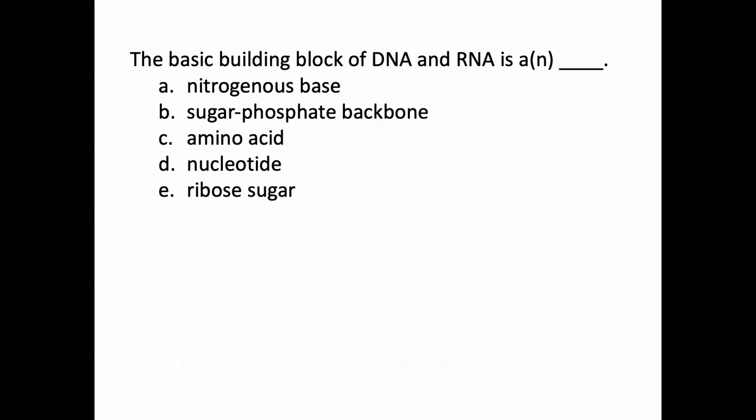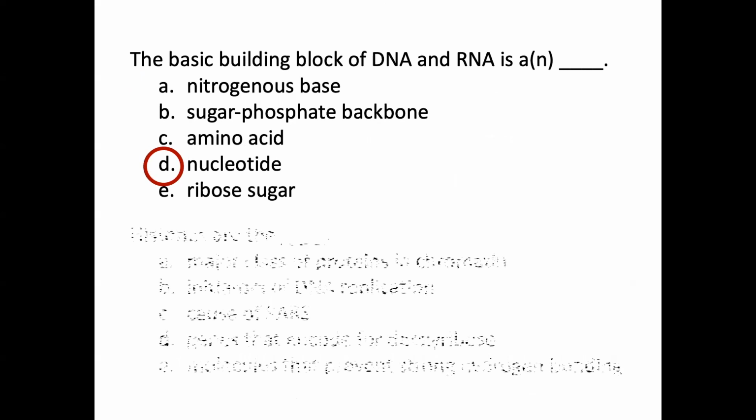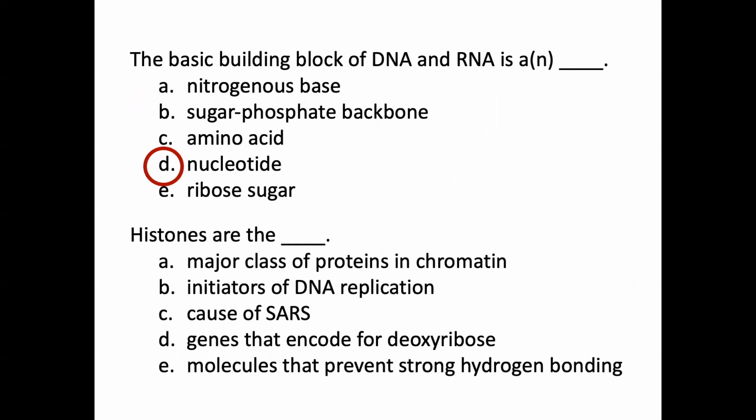Next. The basic building block of DNA and RNA is a what? Okay, you can pause if you want to. The answer is D. This is actually quite obvious, a very straightforward question. Second, histones are the, you can pause here to think. So the answer is A. Chromatin is made of DNA and histones. All the other answers are trying to confuse you actually.